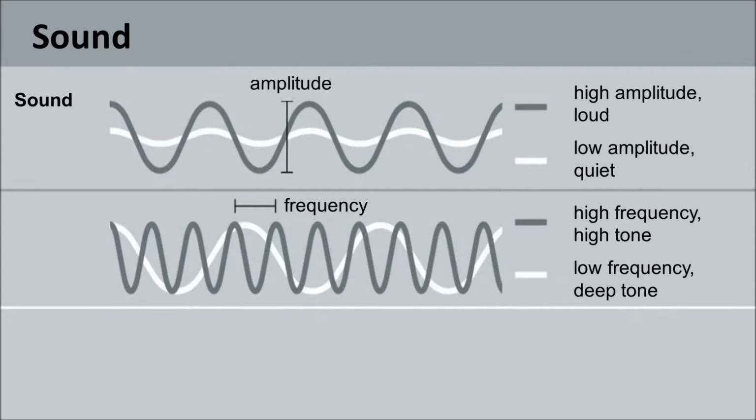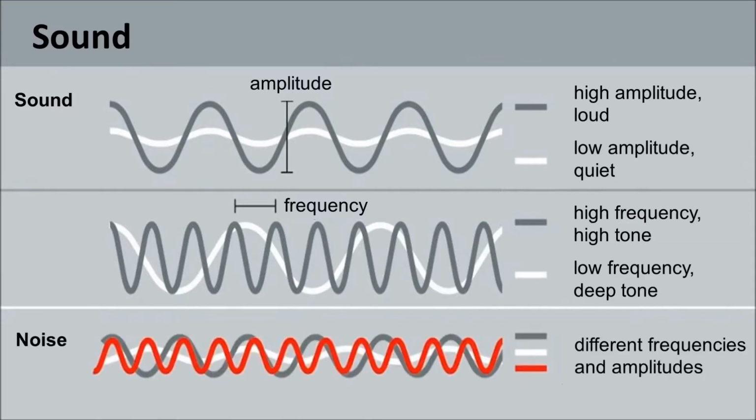Similar with the frequency, the higher the frequency, the higher the tone, and a low frequency is resulting in a deep tone. Here you see a noise, for instance. Noise is also a sound which is characterized by different frequencies and amplitudes. So now we got some basics to understand the physics behind waves and sound. But now let's get to the instruments and how these are generating a sound.